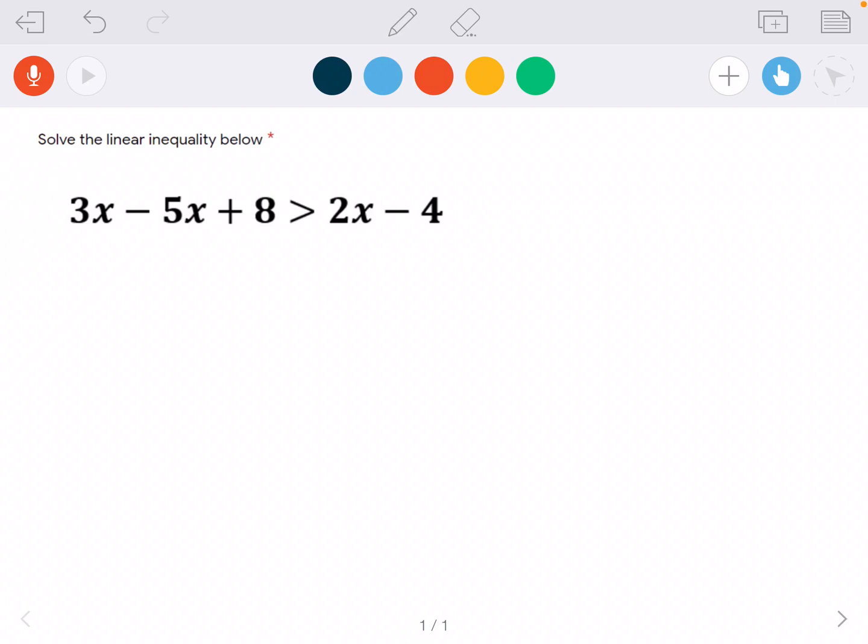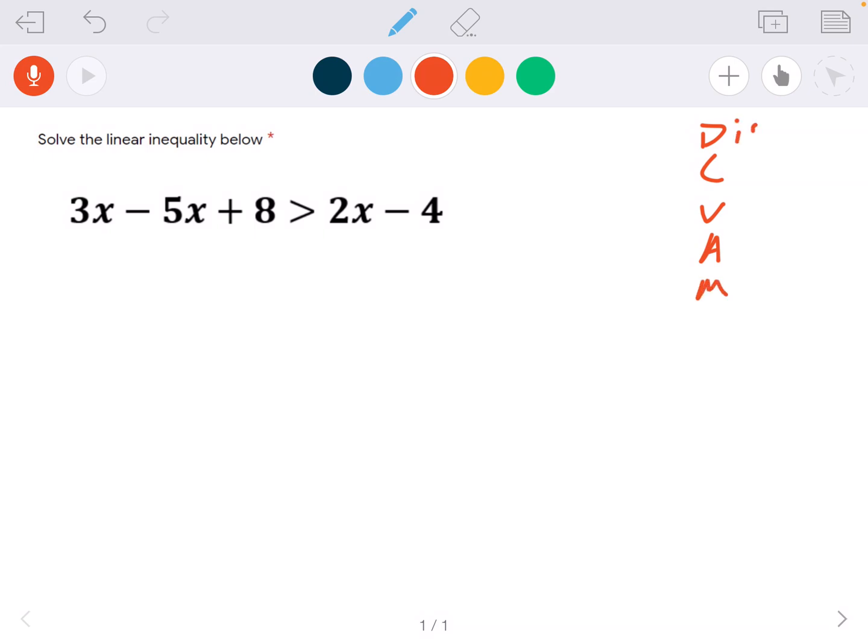This problem says solve the linear inequality below. So for this problem, we have an inequality. So we're going to solve this just like we did multi-step equations. With multi-step equations, if you remember the acronym we used, DCVAM.